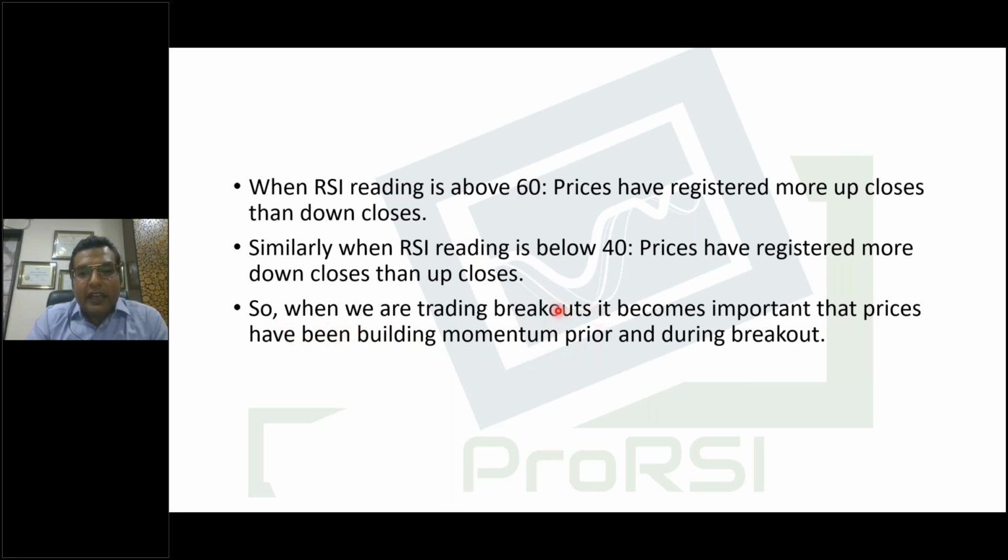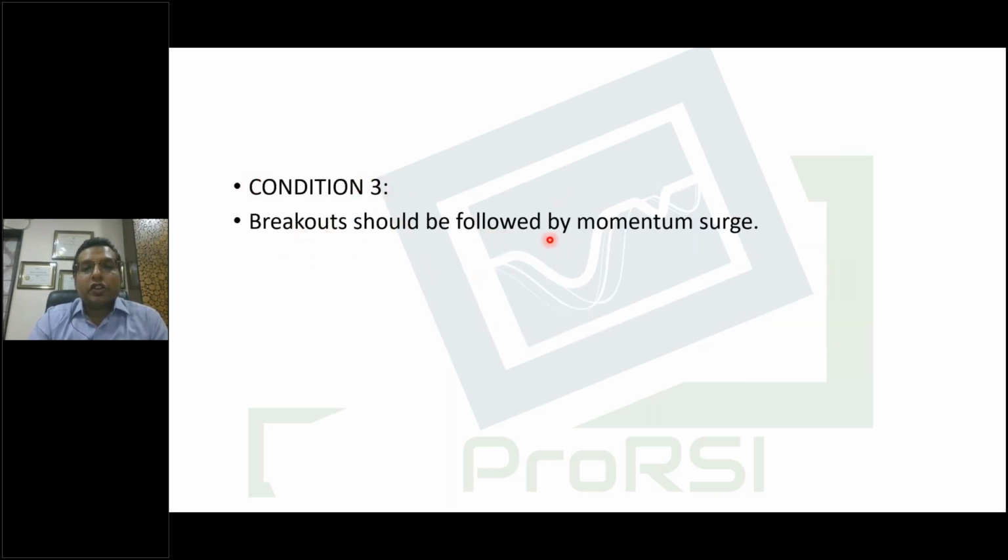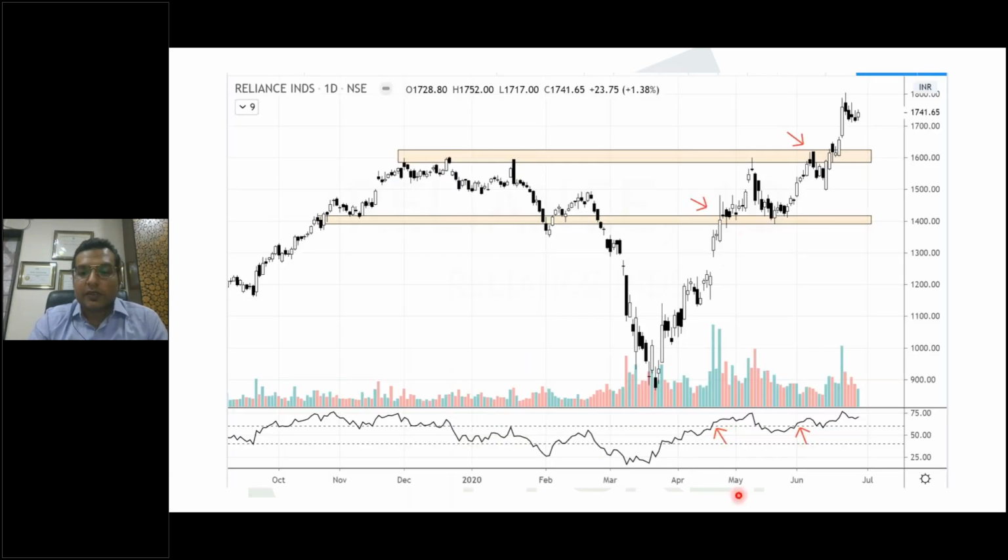So when we are trading breakouts, it becomes important that the prices have been building momentum prior to and during the breakout. So that's why it is very important to take RSI into consideration when we are trying to trade breakouts. Now, condition 3: breakout should be followed by a momentum surge. Now, what is momentum surge? When we are trying to trade a breakout on the upside, the RSI should be moving above 60. So this is how you have to combine these three things.